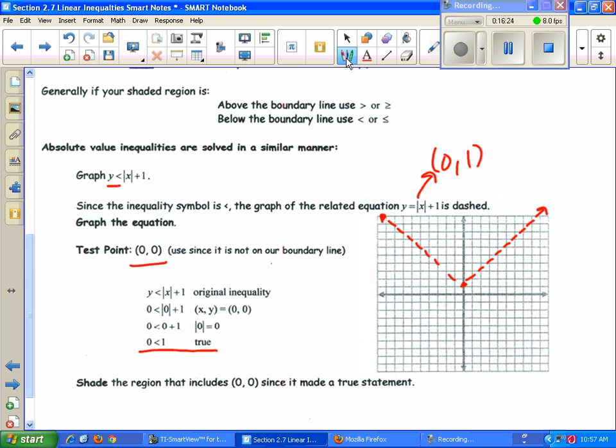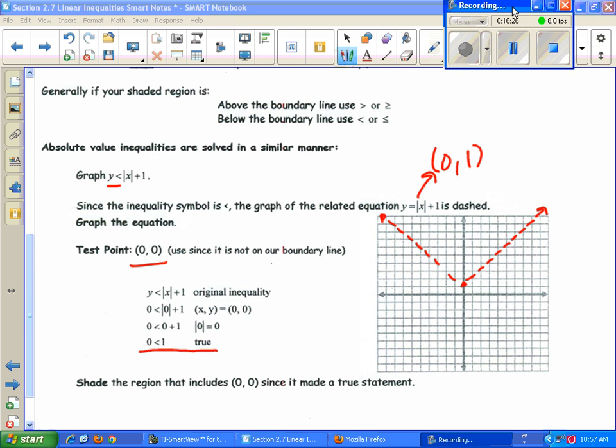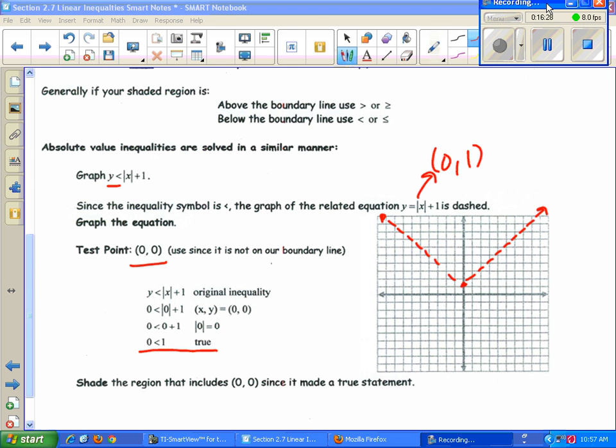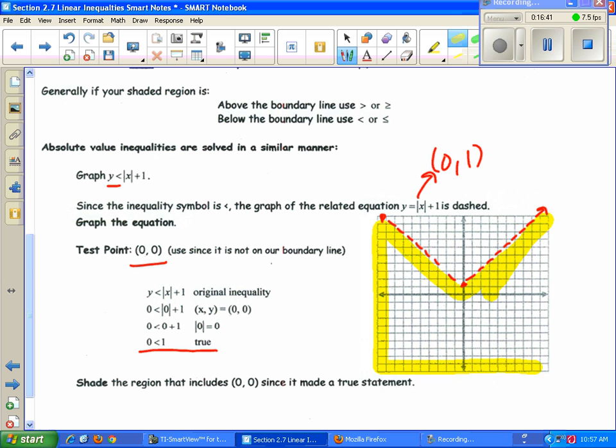So let's get my highlighter, because it's always easier to use a highlighter when you're doing your shaded region. With my highlighter, I would shade everything that is below my boundary line. That means that anything in this region, if I were to plug it into that inequality equation, would make a true statement.